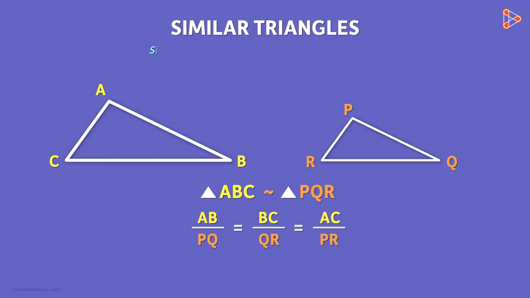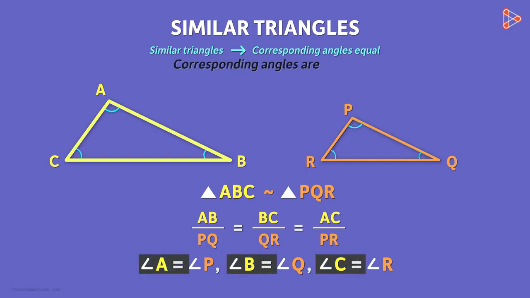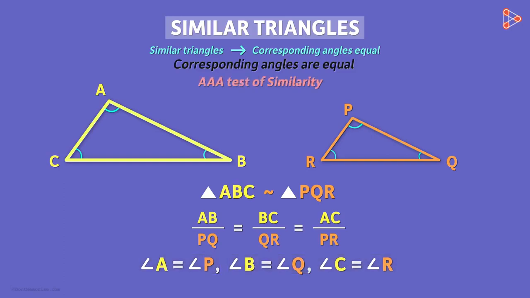The second thing about two similar triangles is that all the corresponding angles have the same measure. For example, here, angle A is equal to angle P, angle B is equal to angle Q, and angle C is equal to angle R. This also works in reverse. That is, if for any two triangles we prove that their corresponding angles are equal, then they are similar triangles. This is called the AAA test of similarity for proving two triangles similar.